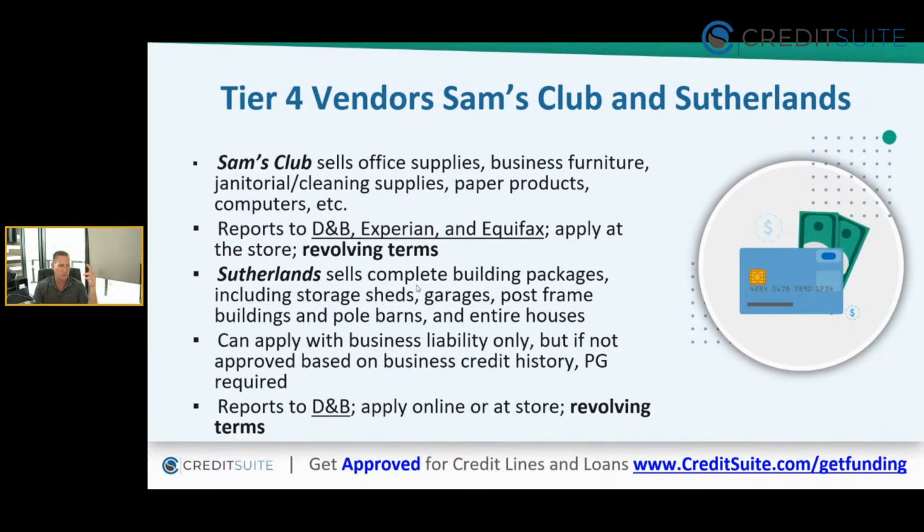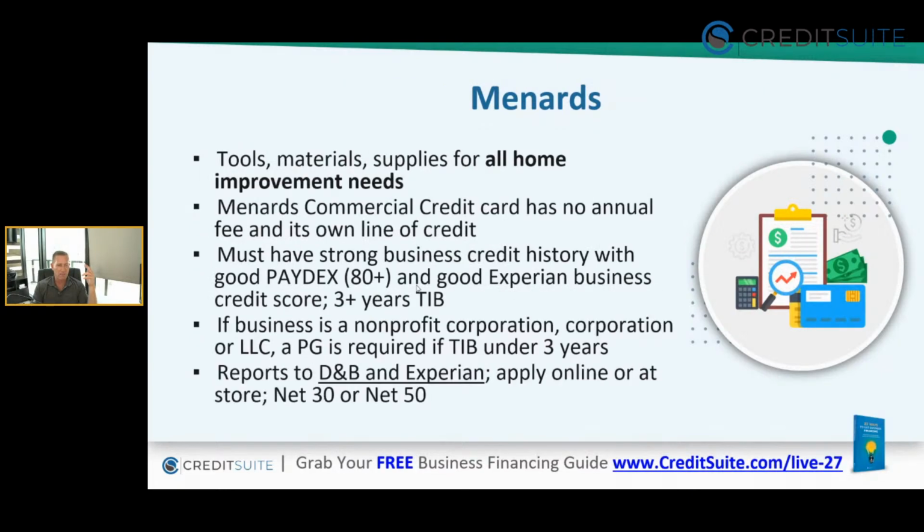Sam's Club, Sutherland's, for example. You're able to come in here and get Menards, right? Build business credit and be able to get all the stuff that you need to rehab, to maintain the properties that you actually have. Okay, so a lot of funding you're able to get on this part of it as well.